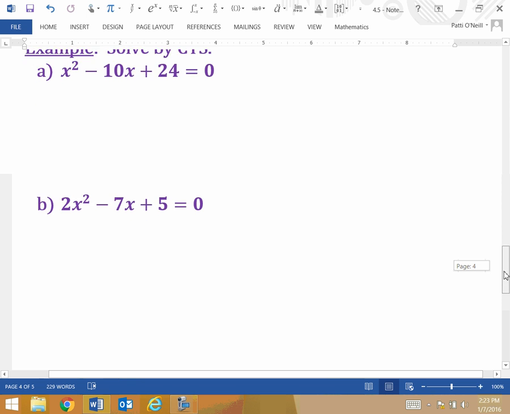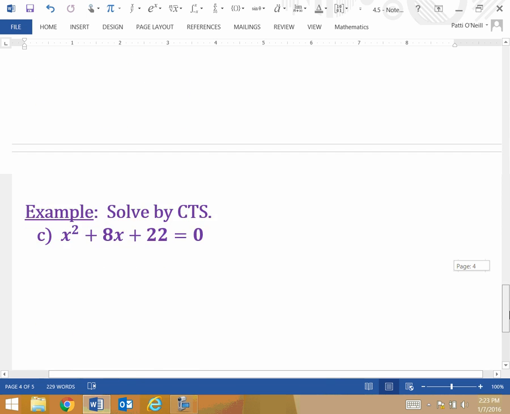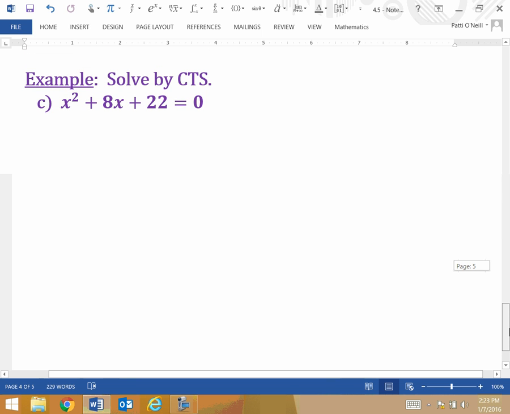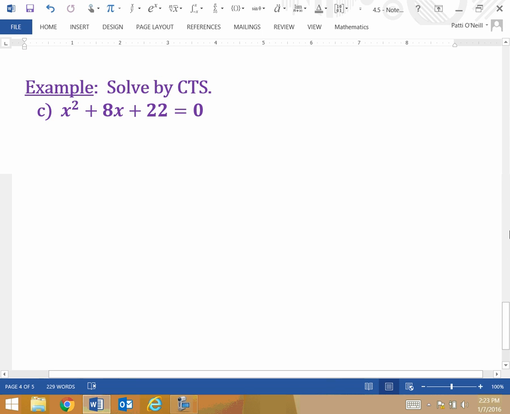The last problem that I'm going to do for you is going to be another completing the square problem, but it's going to bring us into a little bit different of an answer. So when I look at this one, solve x squared plus 8x plus 22 equals 0, I'm going to go through that same process. Leading coefficient is 1, so I'm good there. I'm going to move the 22 to the right-hand side.